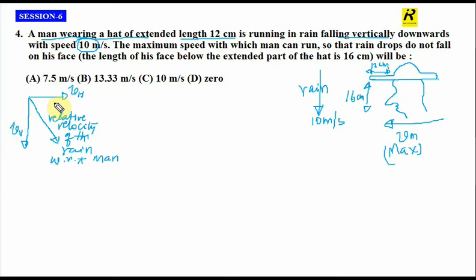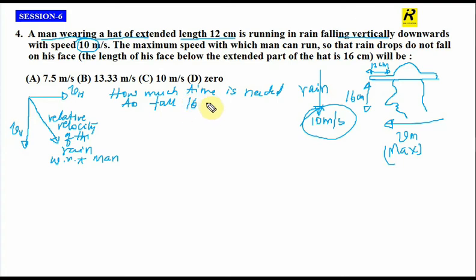In this circumstance, this Vv has nothing to do with the velocity of the man. That means Vv is still 10 meter per second. Assuming this, I find how much time is needed to fall 16 centimeter down. So this is what I find.